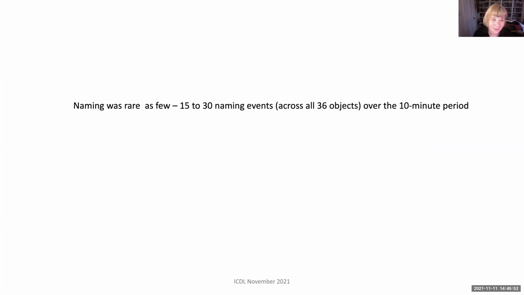Naming was rare. These are 1-year-olds. On average, there were 15 to 30 naming events. That's the range across these 16 parents. That's supposed to be 33. I don't know why it's got 36 in there. Across all 33 toys over the 10-minute period, that's not a lot. Individual objects are named like once, twice.